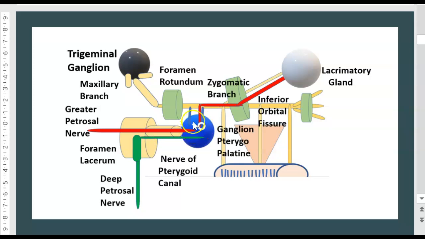From the pterygopalatine ganglion, postsynaptic parasympathetic fibers go to the zygomatic branch to the lacrimal gland. There is a synapse here for the parasympathetic. There is a synapse in the ganglion. For the sympathetic, there is no synapse here.